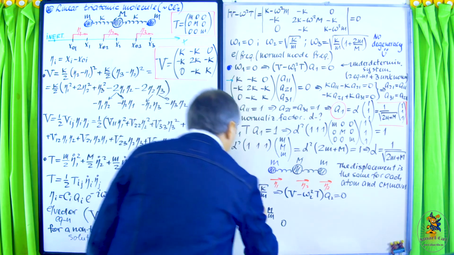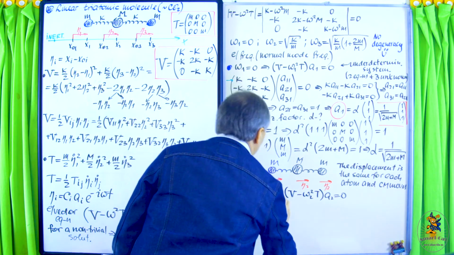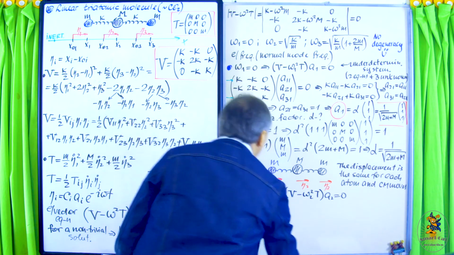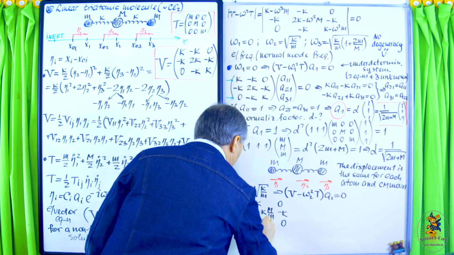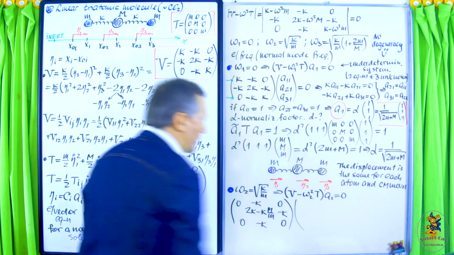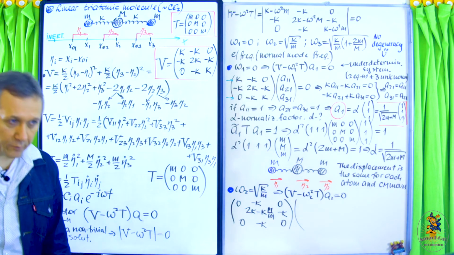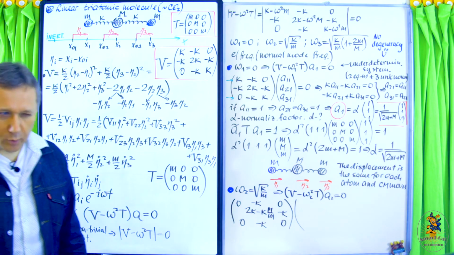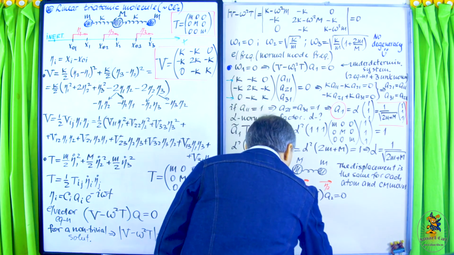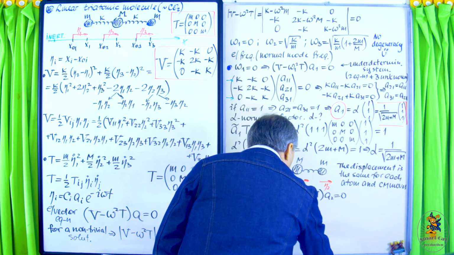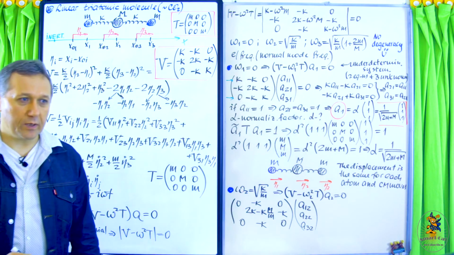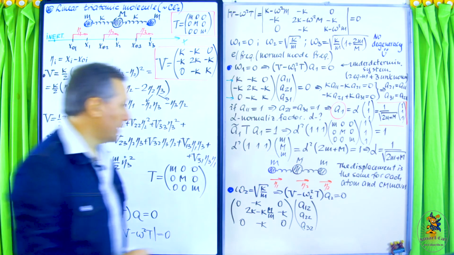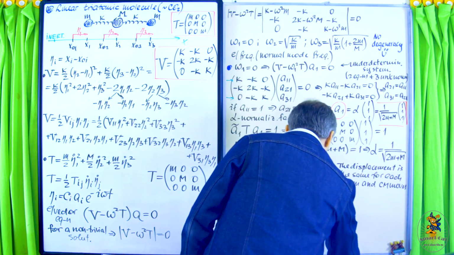Now I'll just need to rewrite those minus k, 0, minus k, and 0, minus k. And now the column of amplitudes of each particle in the second normal mode. So it will be A12, A22, A32. Again, the last index tells us that we are in the second normal mode. And it must be equal to 0.